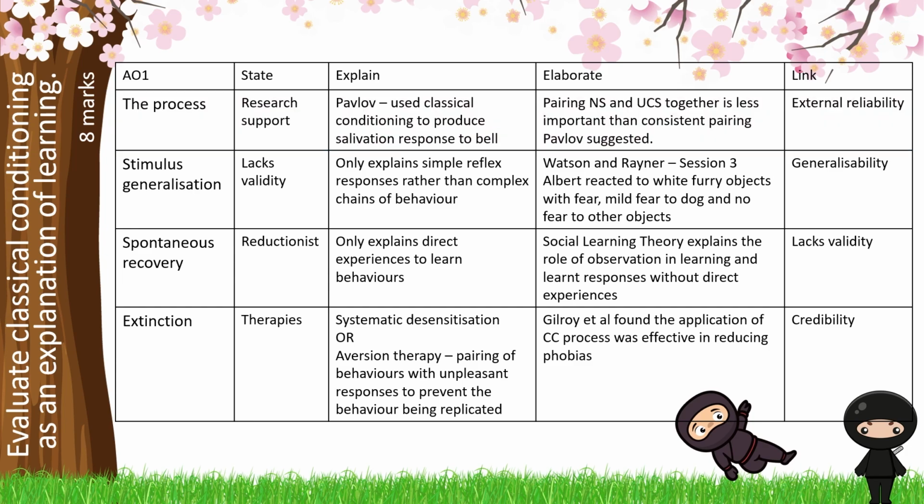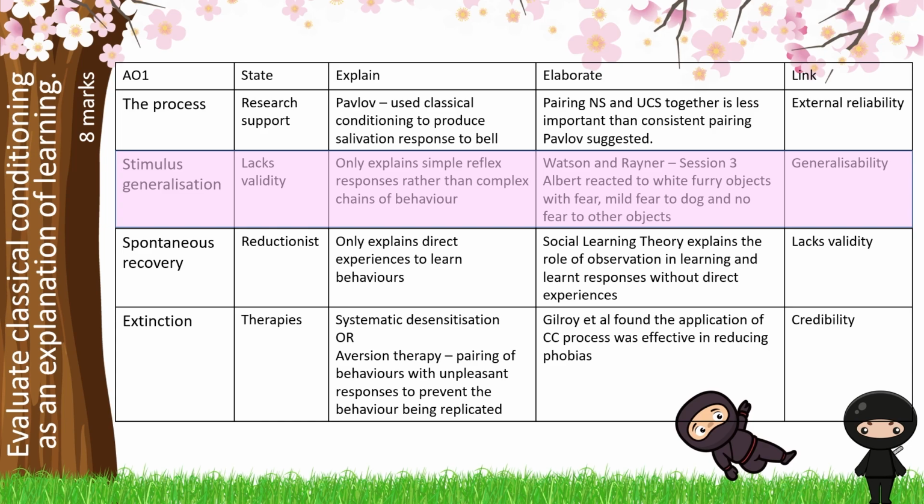You then move on to talk about stimulus generalization and explain that as a concept, but say that classical conditioning lacks validity, lacks accuracy, because it only explains simple reflex responses, such as salivation, rather than more complex chains of behaviour, for example, aggression.